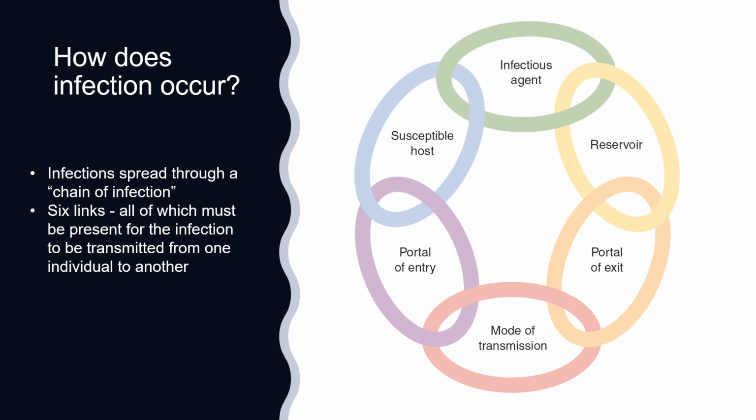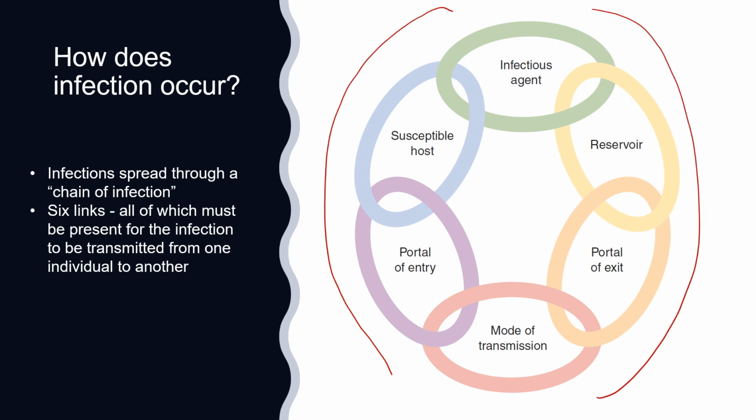So this picture is from your textbook. We're going to go through each chain. It looks like a little chain because they're all connected. So these all have to happen. All of these links need to be in place in order for the infection to be transmitted from one individual to another. So if you look at it, you're like, wow, that's a lot.